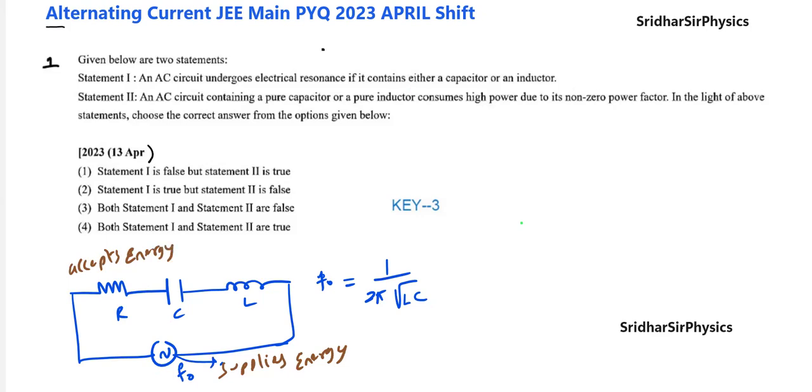So what do you mean by resonance? Transfer of energy from the source to the circuit. When resonance happens, the maximum energy transfers from the source to the circuit. That particular phenomenon we call resonance. Okay, fine. For that, both capacitor and inductor must be present. So therefore, statement one is wrong.